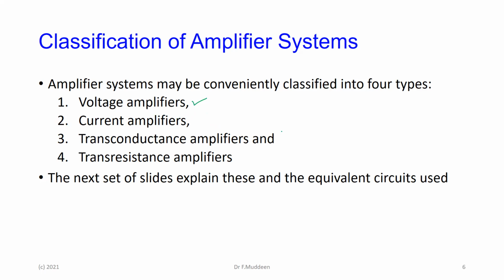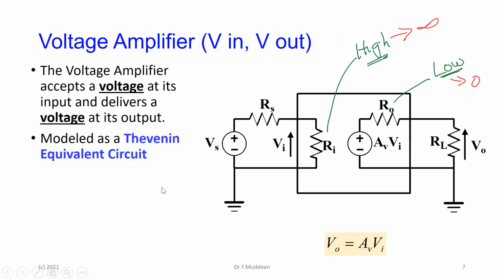And then there are 2 variations of these, transconductance and transresistance. So let's just review that quickly. Of course, the voltage amplifier, voltage in and voltage out. And the sort of model for the amplifier as a block is that the amplifier has a high input impedance, right? So the input impedance here is high. It gives you a voltage gain.